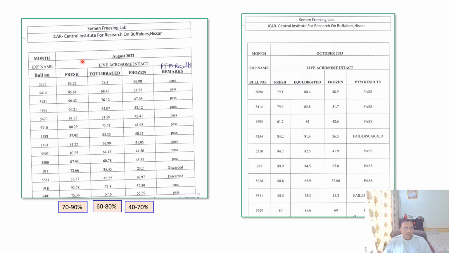So you can see the live acrosome intact, meaning cells were live and acrosome was intact, was only 23 and it is only 17. So it is discarded on the basis of PTM. Also, it was poor in the acrosome integrity on the basis of the analysis by the flow cytometer.